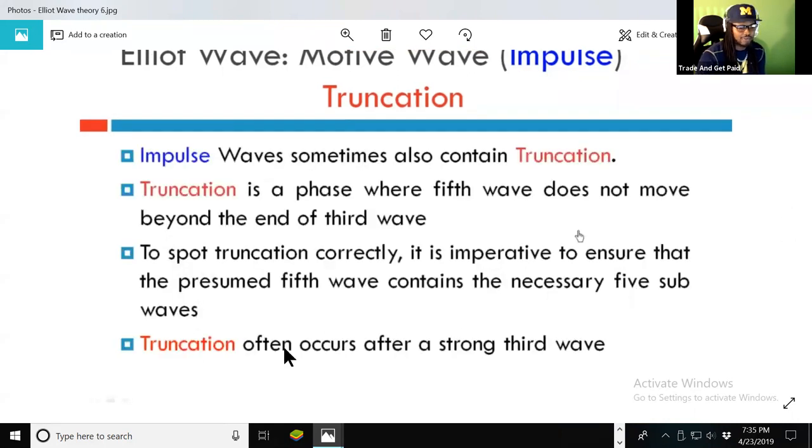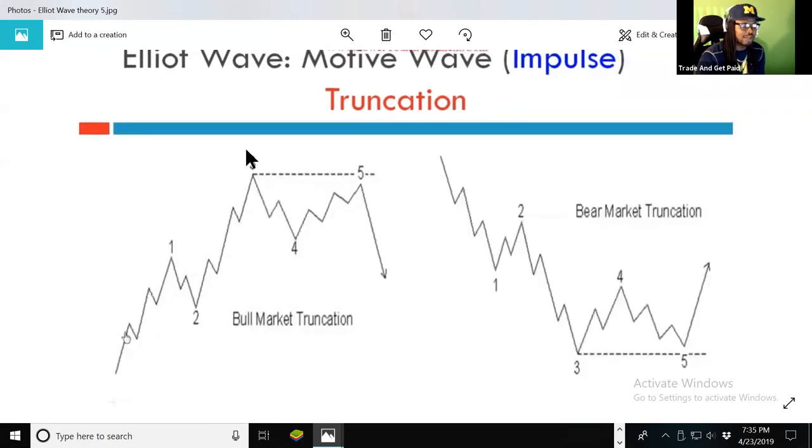And then truncation often occurs after a strong third wave, basically letting you know when the market gives you that large move to the upside, and then you see almost like that double top kind of action, and then you get the drop off. This is typically what's happening inside of the double top. I'm just giving you guys the blueprint of how to navigate a double top, essentially, when you see that happen.